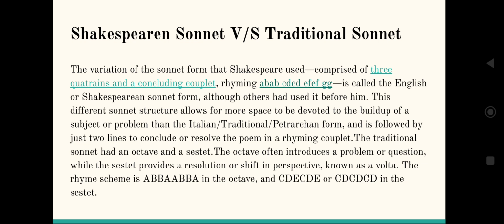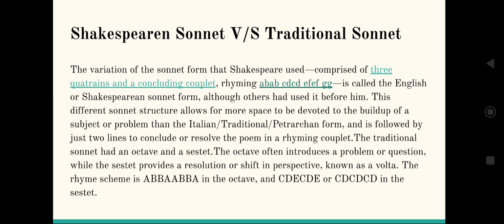Shakespearean sonnet. The rhyming scheme was A B A B C D C D E F E F and G G. G G is the last rhyming couplet. Then, this form, that is three quatrains, then a couplet, has the rhyming scheme A B A B C D C D E F E F and G G.